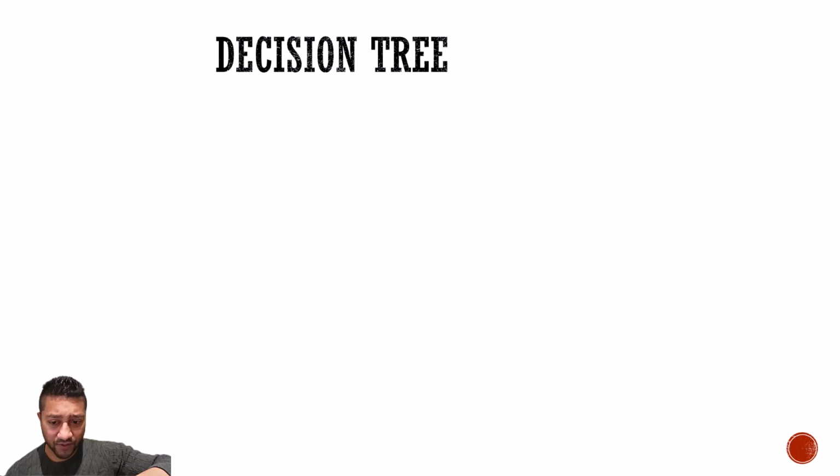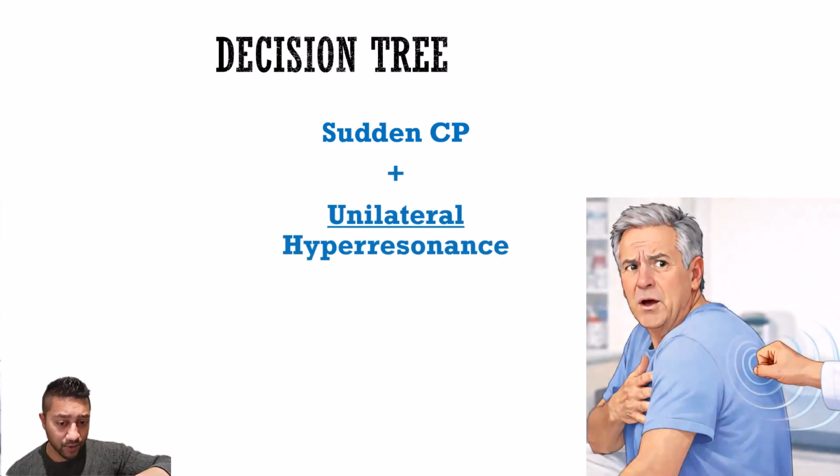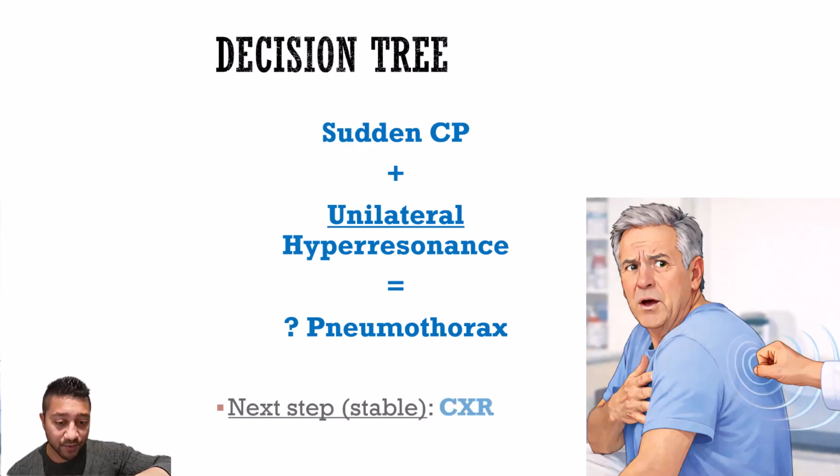Pretty much a good rule of thumb is if you have a patient that has sudden onset of pleuritic chest pain or shortness of breath and one-sided hyperresonance or decreased breath sounds, then this is a pneumothorax until proven otherwise. Here, the next step will almost always be to order a chest x-ray to confirm the diagnosis, assuming your patient is stable. We're going to talk in a second about how unstable patients are going to go right to treatment. But for now, assume that we're dealing with stable patients.